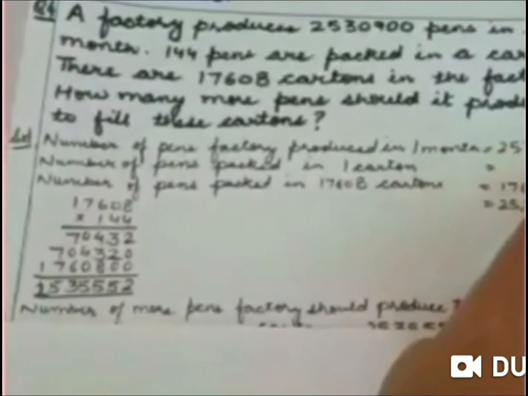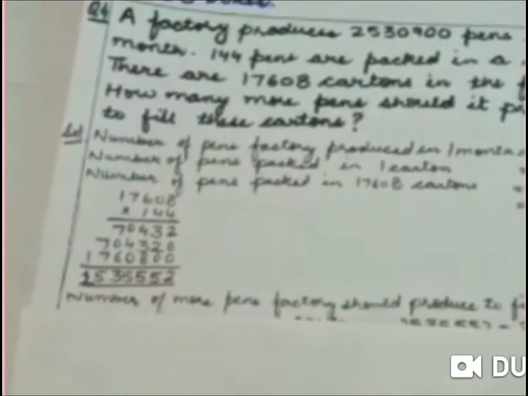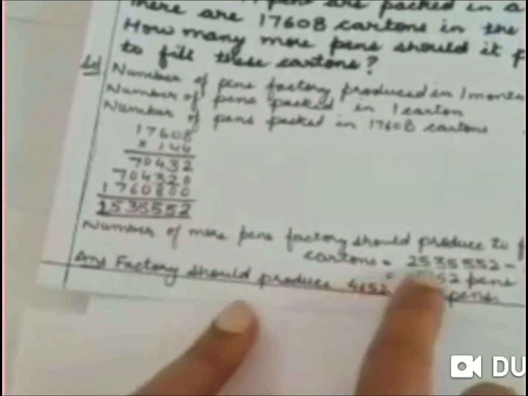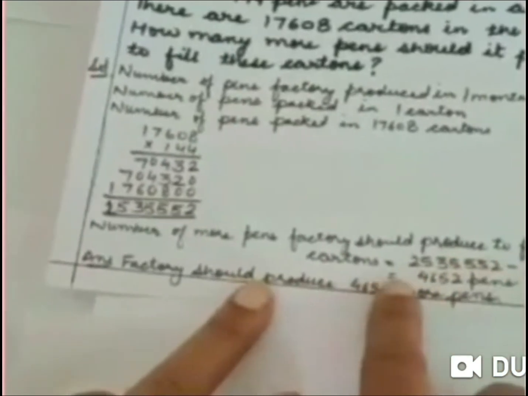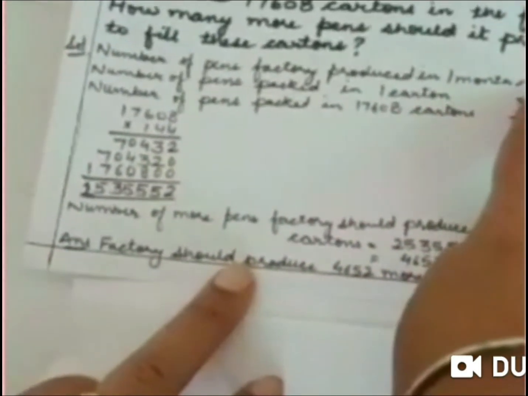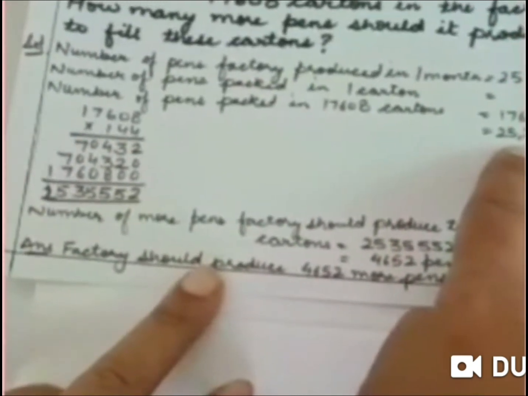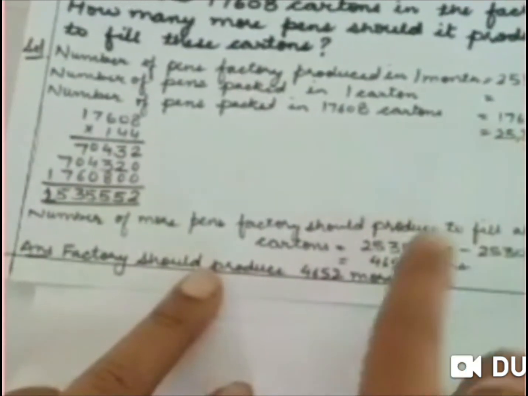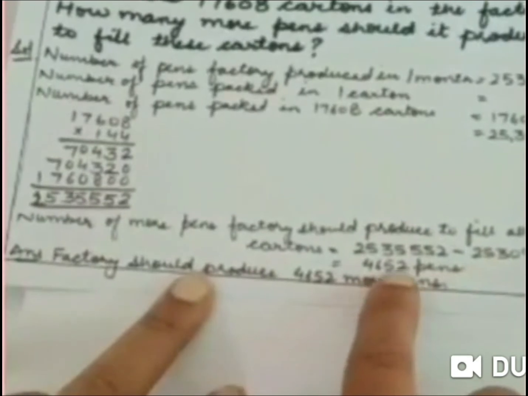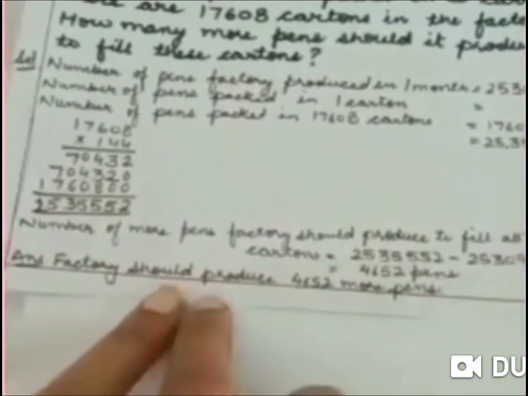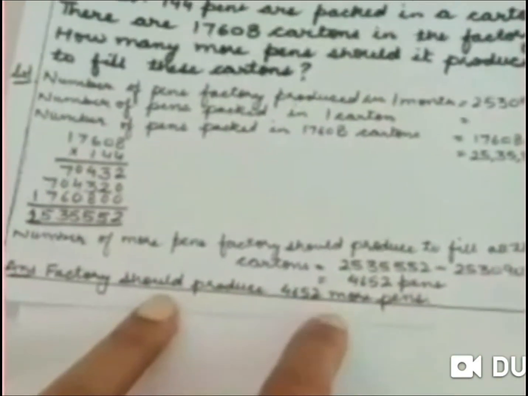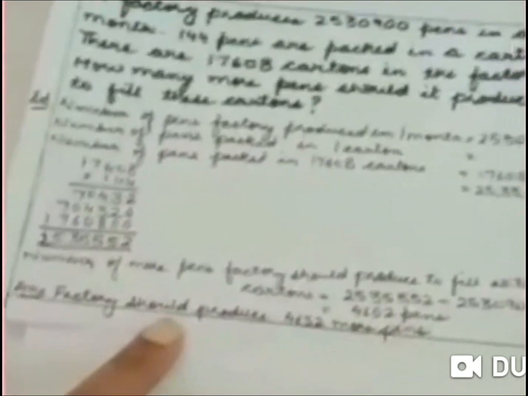But the factory is producing only 25,30,900 pens. So how many more pens should it produce? So number of pens the factory should produce more to fill in all the cartons. So you will subtract the number of pens produced in 1 month from the total number of pens that will be packed in 17,608 cartons, and after subtracting you will get 4,652. So the factory should produce 4,652 more pens.